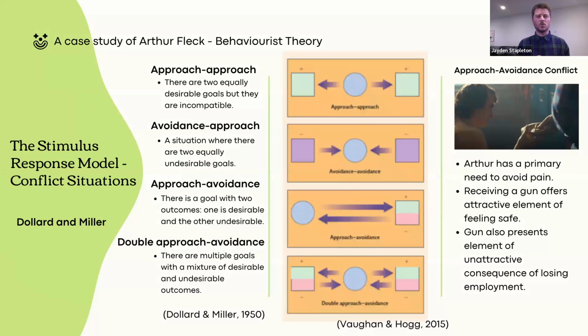So Dollard and Miller were also interested in the various situations that we navigate to address primary or secondary drives. I've listed all 4 here on the slides, but I'd like to focus on the approach avoidance conflict, where we see Arthur attempting to address both his need to feel safe and keep his job. So he's given a gun from a co-worker after he's mugged. In this instance, he's both reluctant because it's illegal to have a firearm and relieved because he needs to feel safe while he's out in public as well.